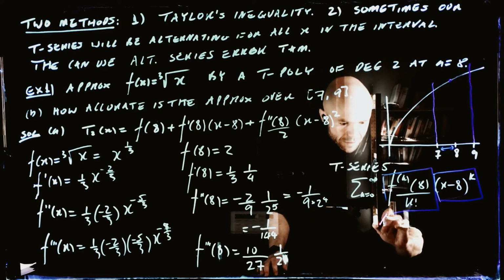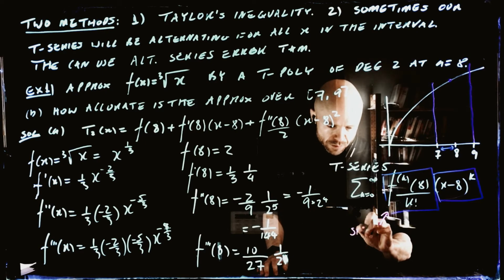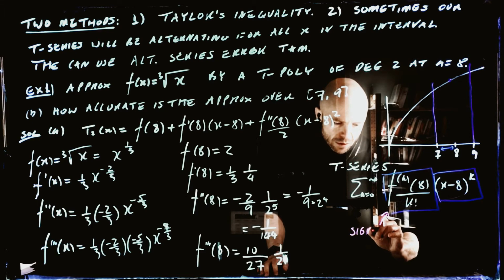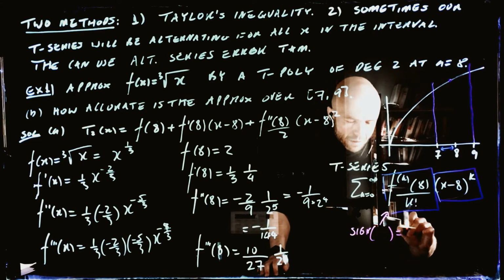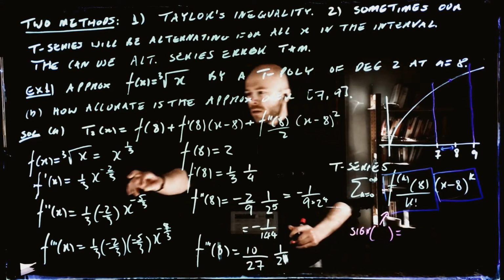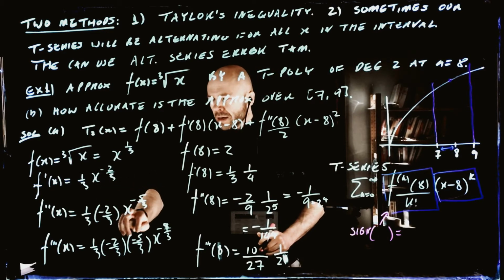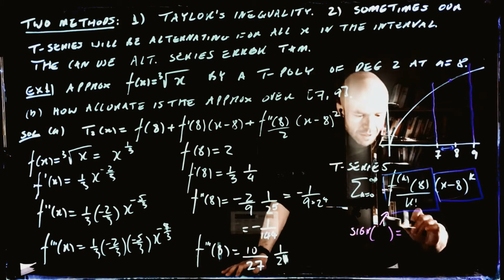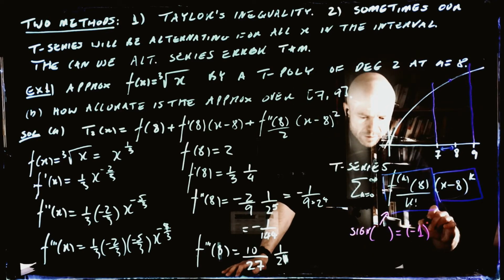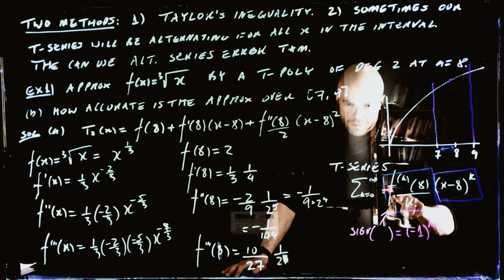So look at this. So the sign of this expression is going to be, what's it going to be? It's positive for 1, and then it's negative for 2, and then it's positive, and then it's going to be negative. So it's going to be minus 1 to the k plus 1. That's going to be the sign of this part here.